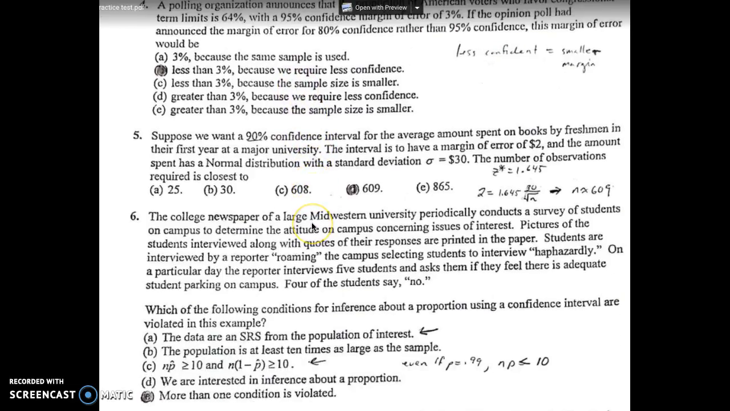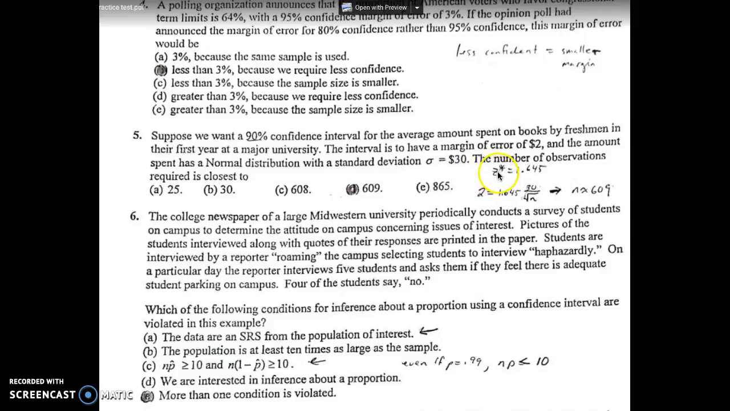Question 5. Suppose we want a 90% confidence interval for the average amount spent on books by freshmen in their first year at a major university. The interval is to have a margin of error of $2, and the amount spent has a normal distribution with a standard deviation sigma equals $30. The number of observations required is closest to what?